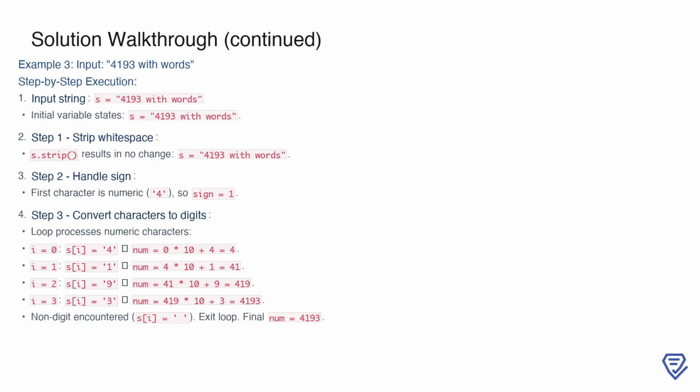At index 0, the character 4 updates number to 4. At index 1, the character 1 updates number to 41. At index 2, the character 9 updates number to 419. Finally, at index 3, the character 3 updates number to 4193. When the loop reaches index 4, it encounters a space, which is not a digit, and the loop exits. At this point, the final number value is 4193.